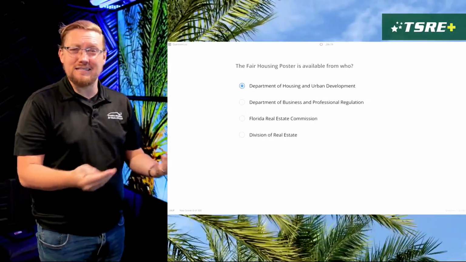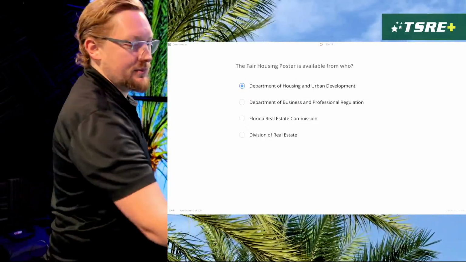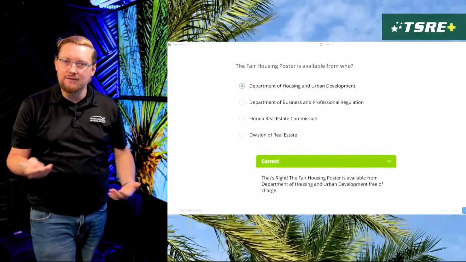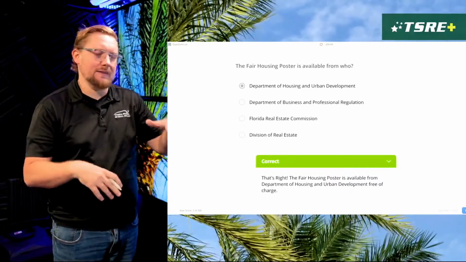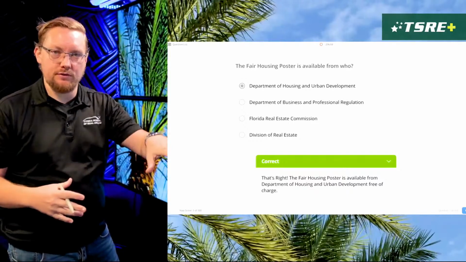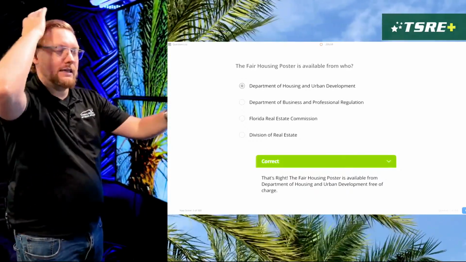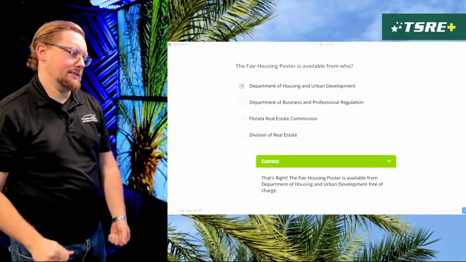As a matter of fact, the least important entity out of all these is probably the answer for this one, because we do talk more about the DBPR, the FREC, as well as the Division of Real Estate, because technically whenever we're talking about the DBPR, when we're talking about the specific activities that are related to real estate, that's the Division of Real Estate. The DBPR is just the larger entity that houses the Division of Real Estate. And then the FREC is its own separate entity.